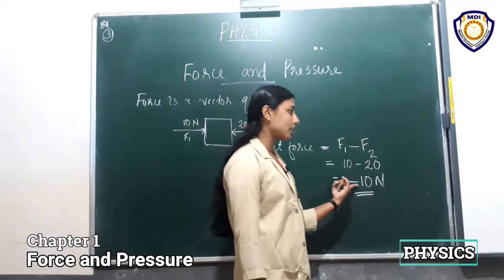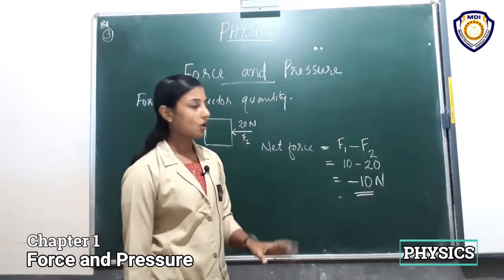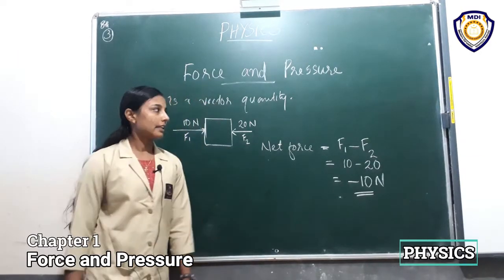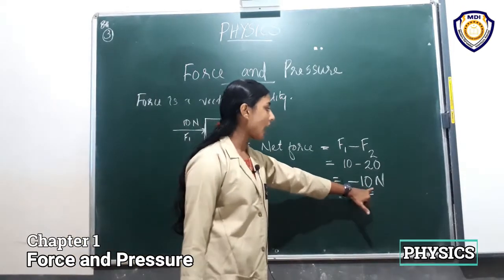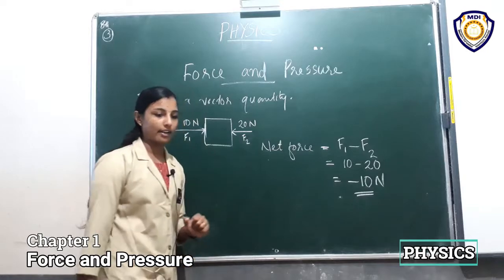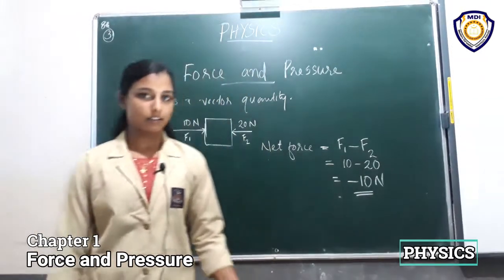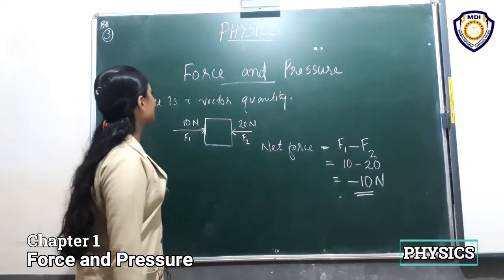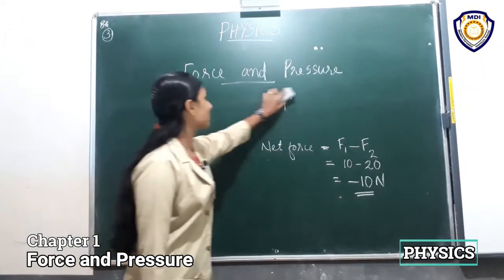This negative sign indicates only the direction of the force, right? So, force has both magnitude as well as direction. So, it is a vector quantity, right? All these things we have already discussed, okay? You just remember all these things, okay?